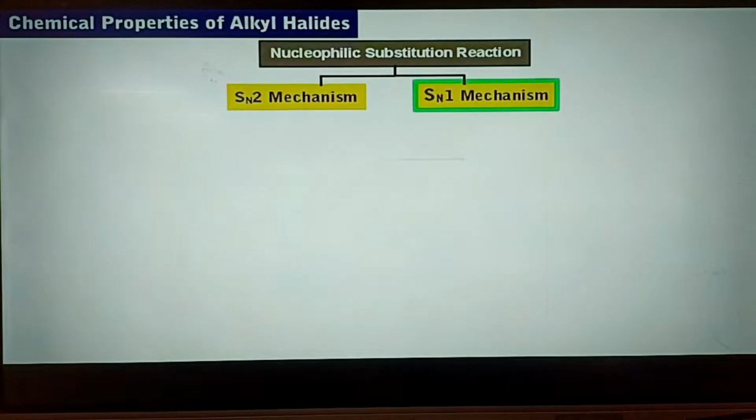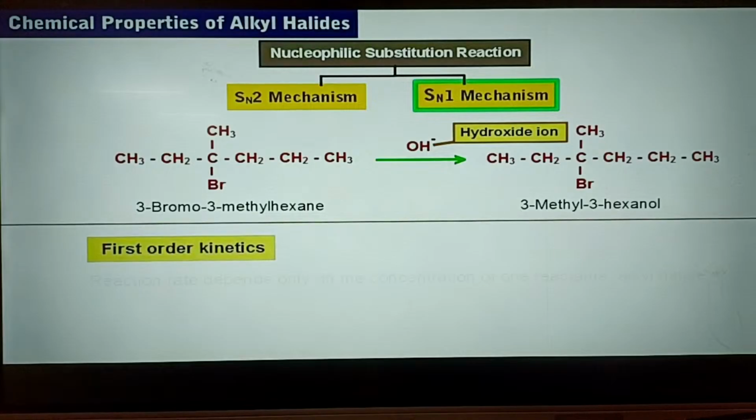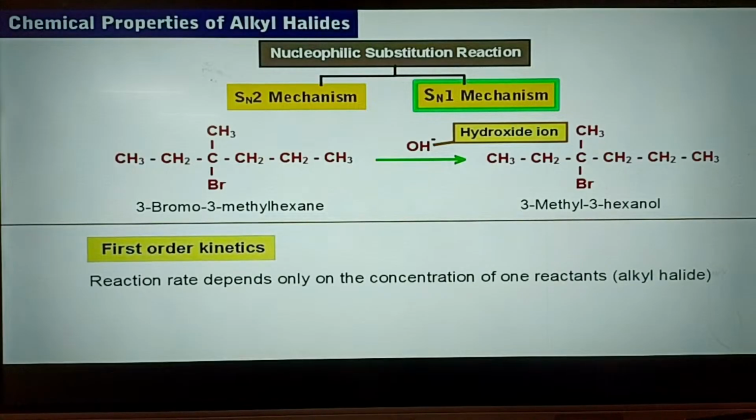The reaction between 3-bromo-3-methylhexane and hydroxide ion to yield 3-methyl-3-hexanol can be taken as an example of an SN1 reaction. The reaction shows first-order kinetics as the reaction rate depends only on the concentration of the alkyl halide and not on the concentration of the hydroxide ion. The reaction occurs in two steps.